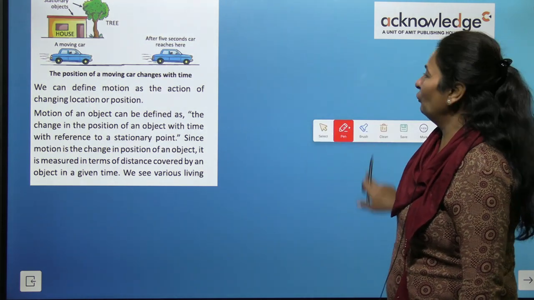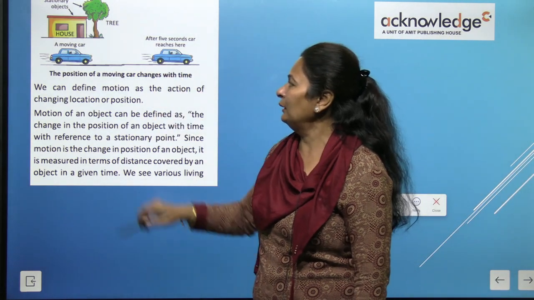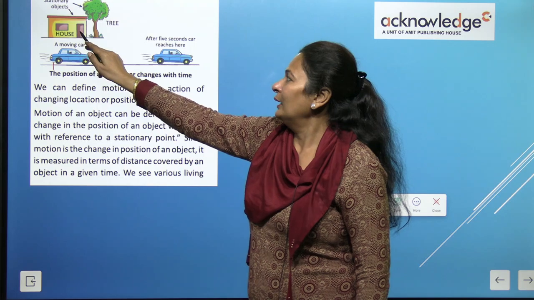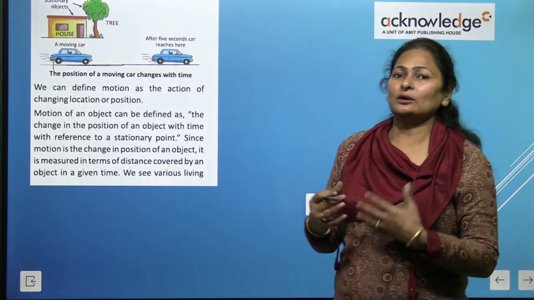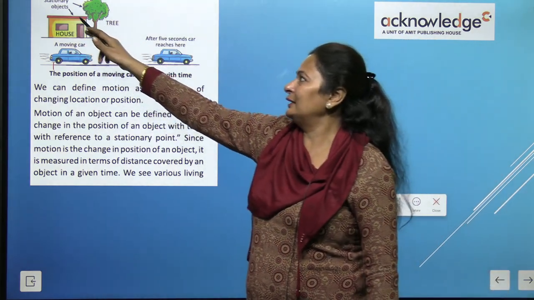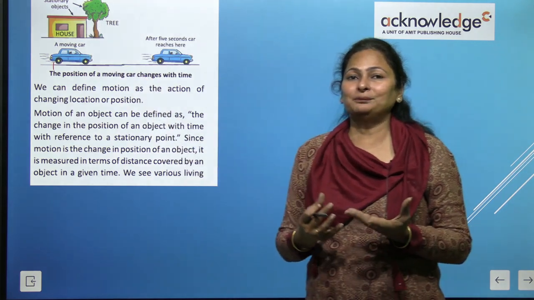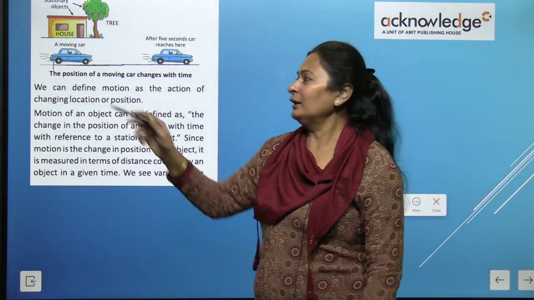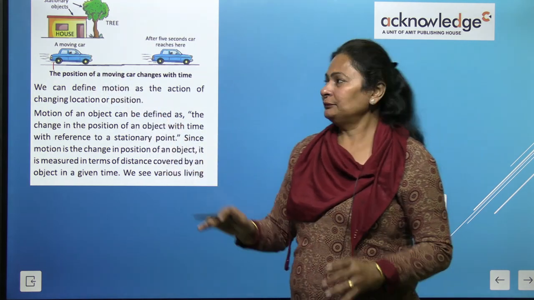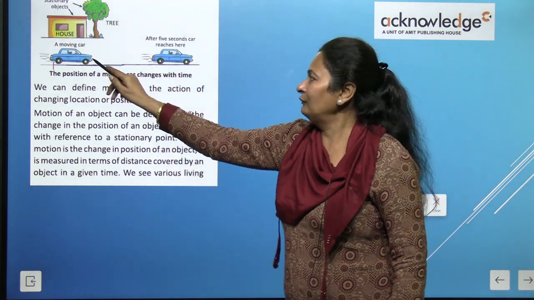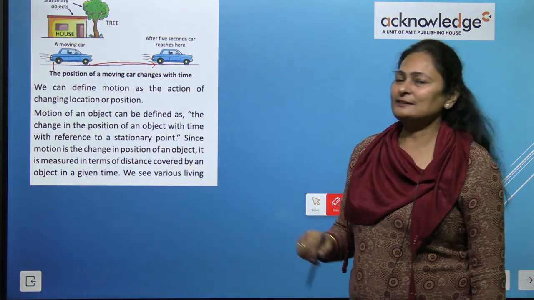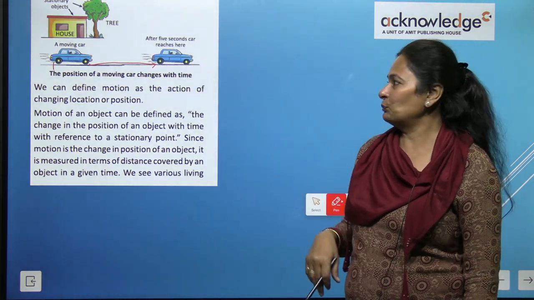So you are moving by car. This is the example. The position of a car is here, right? And the house, the trees, objects are there. They are still. You see the stationary objects. They are fixed to one place. And who is moving? You are moving in a car, and you have traveled from this place to this place. After 5 seconds, you'll reach here, this point.